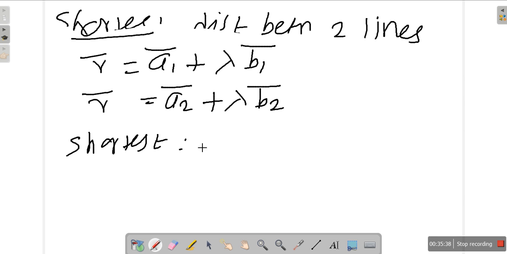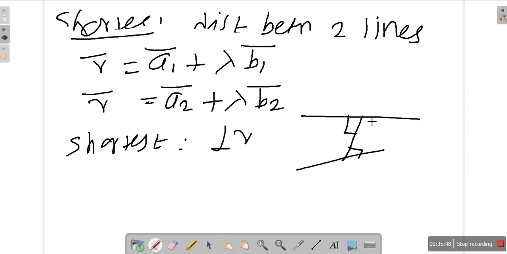Obviously you can see that this is the one line and this is second line. Our shortest distance is the one which is perpendicular to both. Please note it is three dimensional. You will not be able to appreciate that this is a right angle, but since it is three dimensional, please understand that the shortest distance is always perpendicular distance. So which is a perpendicular to both the lines?